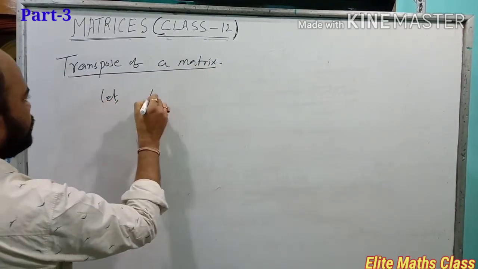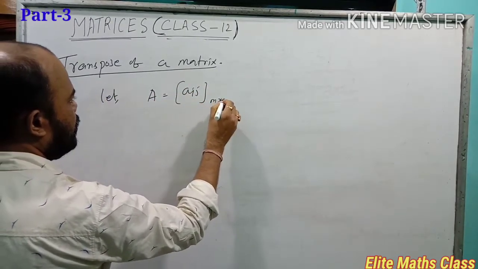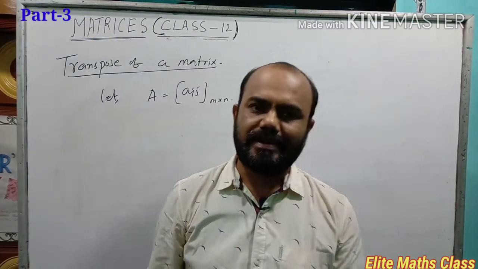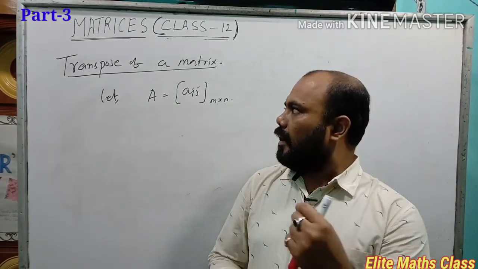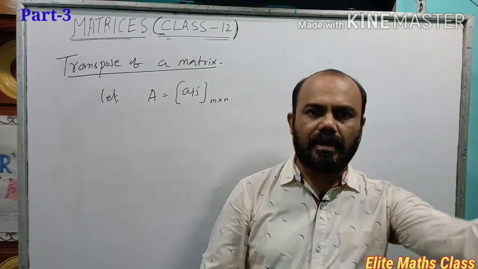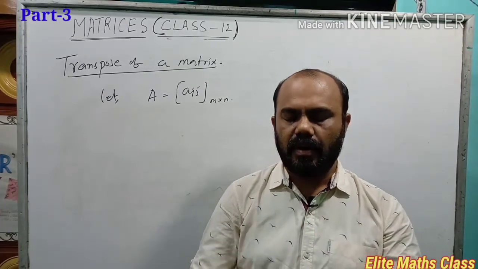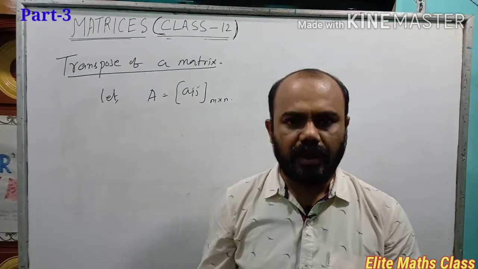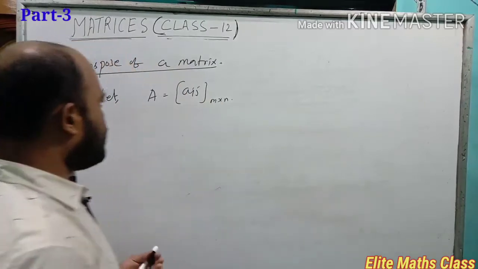Let A be a matrix of order m by n. Transpose of a matrix means we just have to write every row of the given matrix as a column in the other matrix. That is, we have to interchange all the rows into columns. Automatically all rows of the given matrix will be the columns and all columns will be rows. That is the simple thing, we have to interchange the rows and columns.